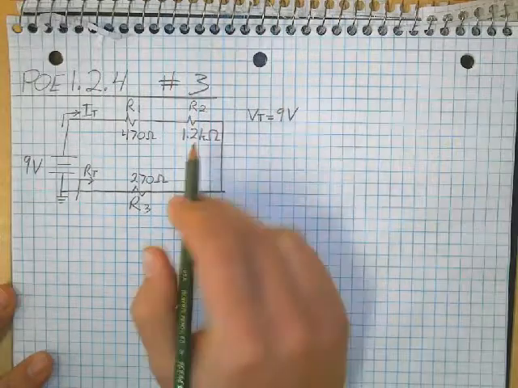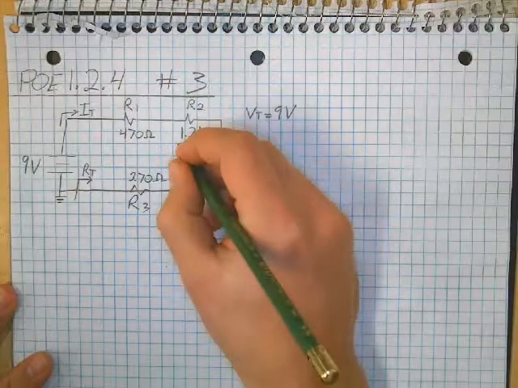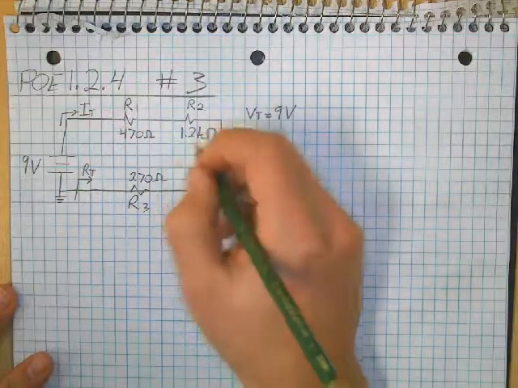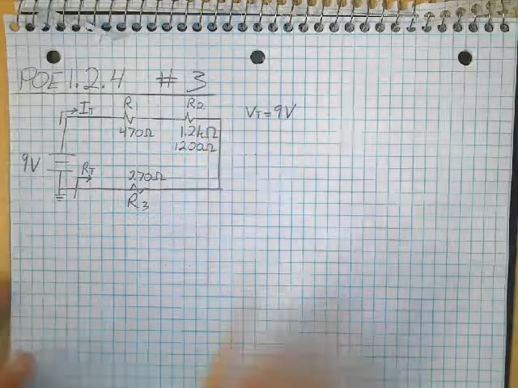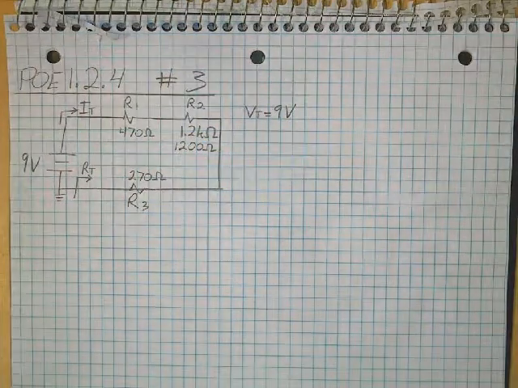Now we have to make sure when we use this, we convert this and make sure that everything is just in ohms. So we're going to convert that right now, 1200 ohms. Make sure we understand the difference there.